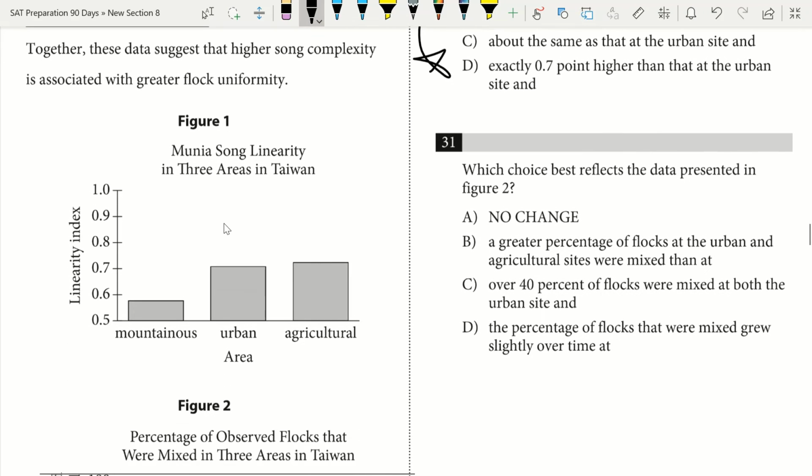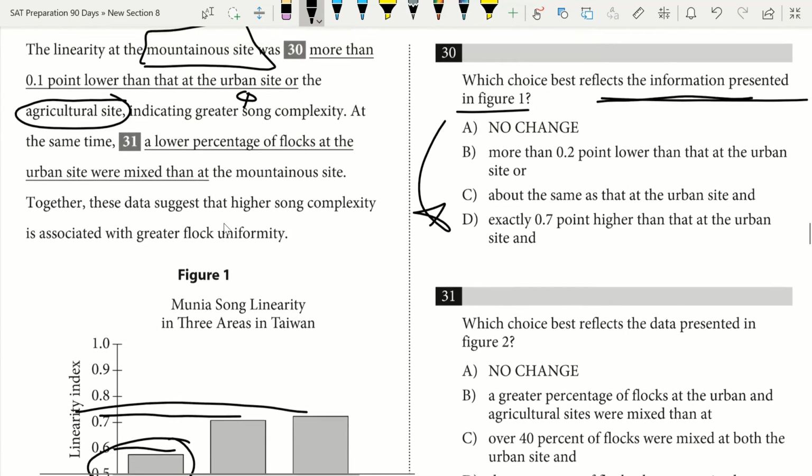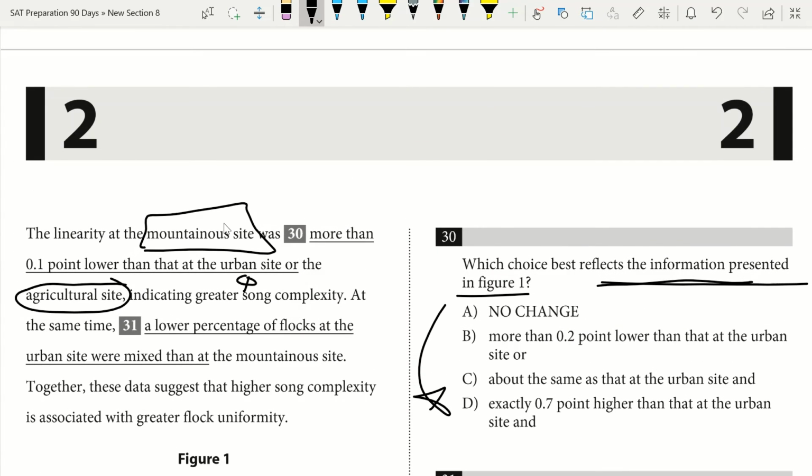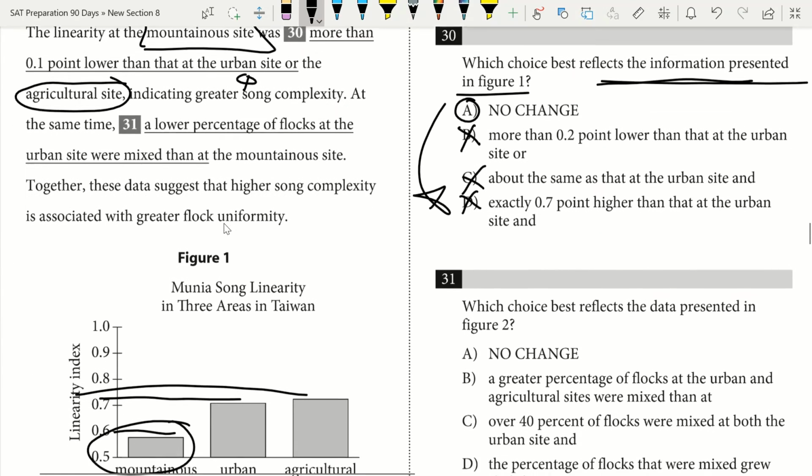So I'm going to take a look at my figure 1. I see that this mountainous site is at a little bit under 0.6. I see urban and agricultural are a little bit above 0.7 but below 0.8. So then I know that mountainous is about 0.1 lower than the urban or the agricultural. So my answer there is going to have to be A, no change. Okay, so that one right there, it's just interpreting your data table. So that's a data interpretation question, or your bar graph in this case.